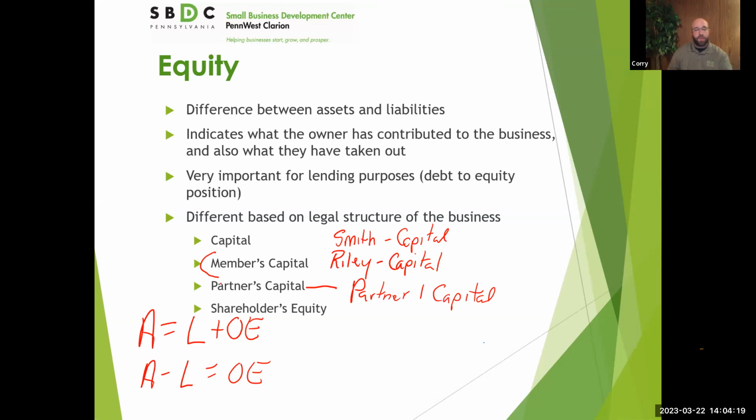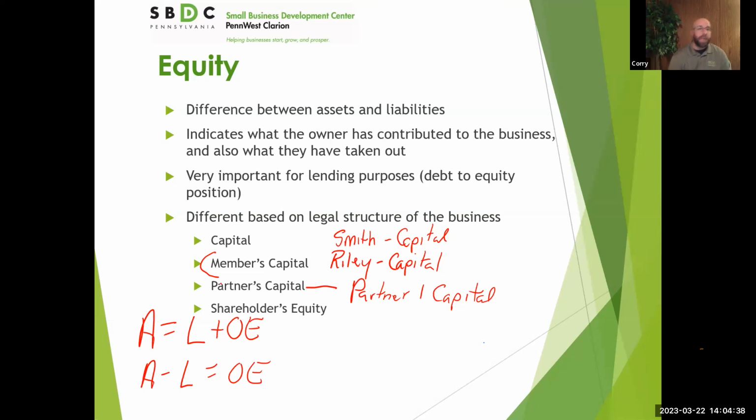And then also we have down at the bottom our shareholders. So if you're an S corporation, then you're going to be a shareholder of the company. So you would have an account for each shareholder in that business, whether it be 1 or 2. Okay.